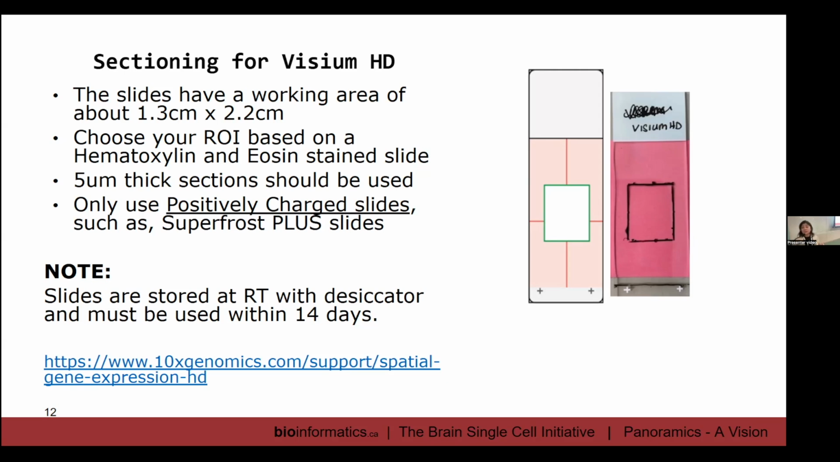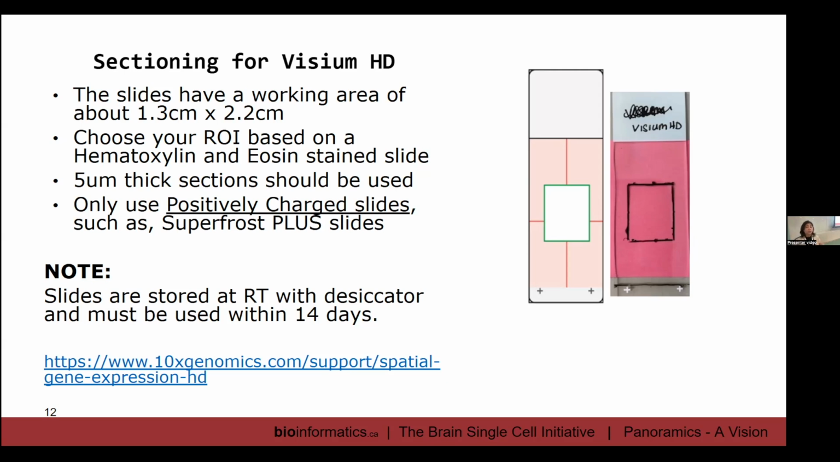going to put that on positively charged slides. Now, 10x Genomics just say you can use a little bit thinner, but gold standard, again, is usually 5 microns. So 4 microns will also work. I'm not sure what the other thicknesses will do for Visium HD, but I know that this is what we use as a standard when we're cutting for Visium HD.